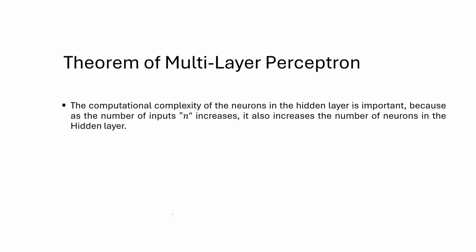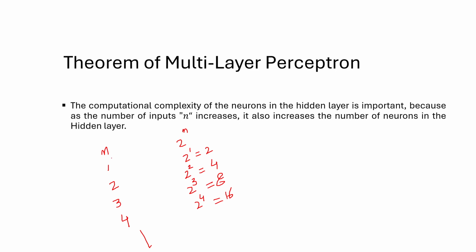But the computational complexity of the neurons in the hidden layer is very important, because as the number of inputs n increases, the number of neurons in the hidden layer also increases. For example, if n is the number of inputs and 2 raised to the power n is the number of neurons in the hidden layer: with one input there will be 2 neurons. With 2 inputs, there will be 2 raised to the power 2 neurons, which is 4. With 3 inputs, 2 raised to the power 3 neurons, which is 8. And with 4 inputs in the Boolean function, your hidden layer should have 2 raised to the power 4 neurons, which is 16, and so on.